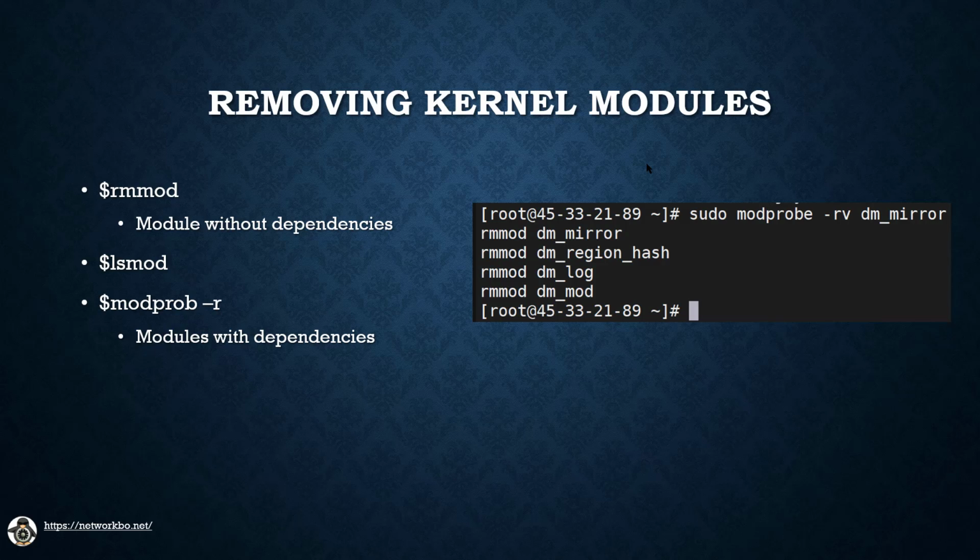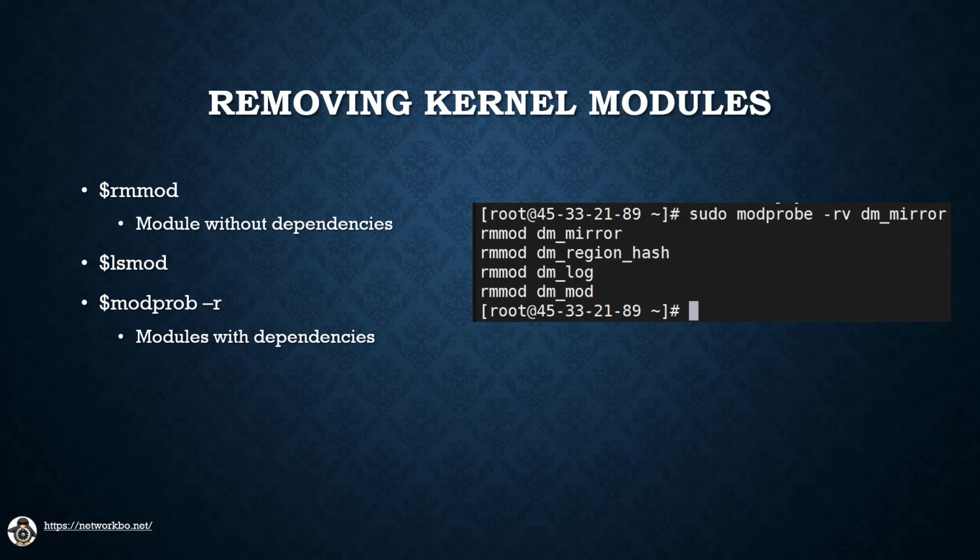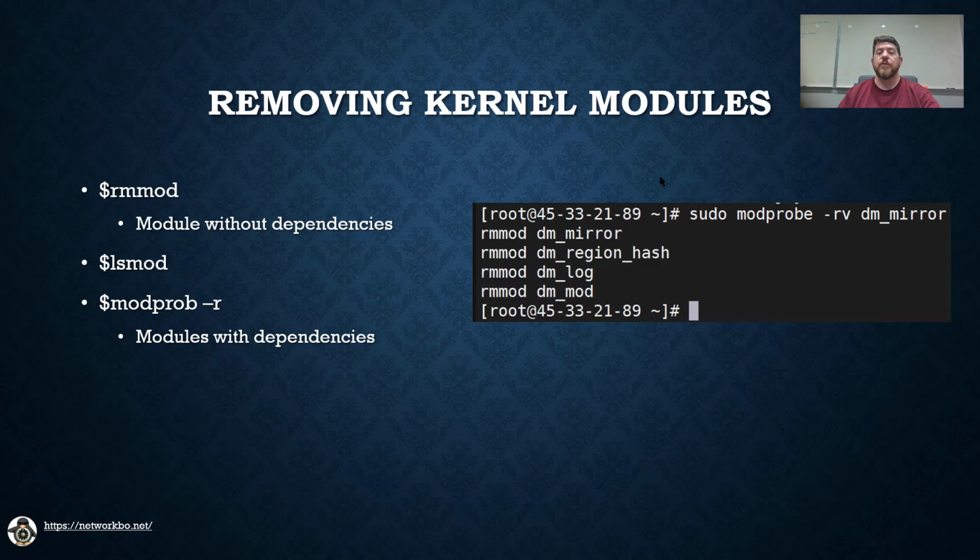To unload a module with no dependencies, you would simply use the rmmod command, rm for remove and mod. For example, to remove the kernel module joydev, you would do rmmod -v to see what's going on in the background, and joydev. I'll pull it up real quick on number 2.